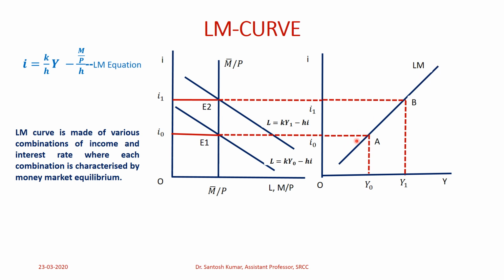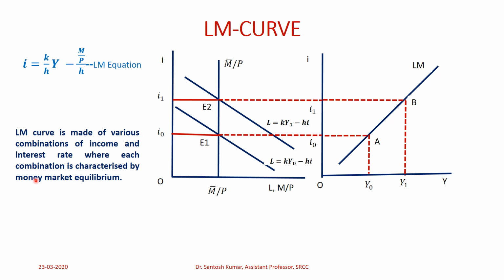Now you could see A, B, and various other points would be derived, which show the combinations of income and interest rate, where each combination is characterized by equilibrium in the money market. So the LM curve can be defined as a curve made of various combinations of income and interest rate, where each combination is characterized by money market equilibrium. So this is how we derive the LM curve. I hope it is clear.